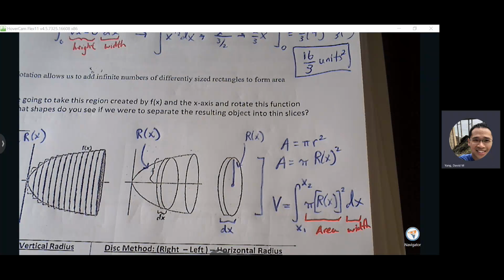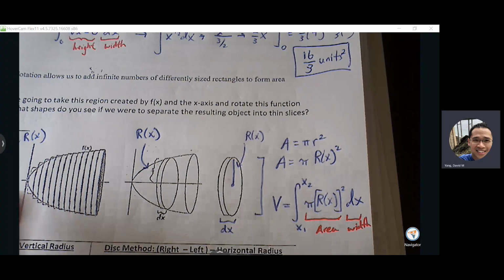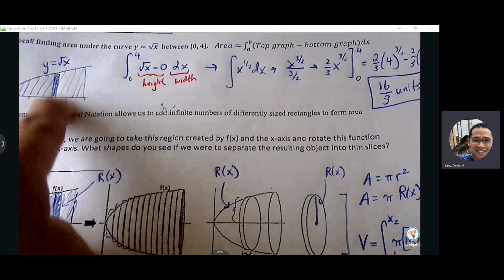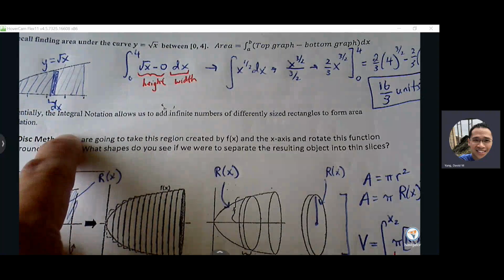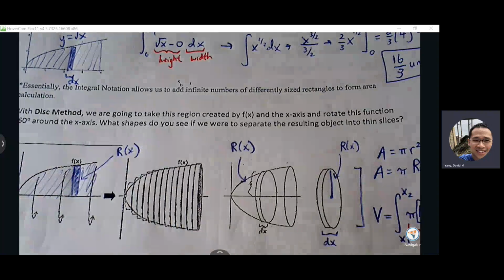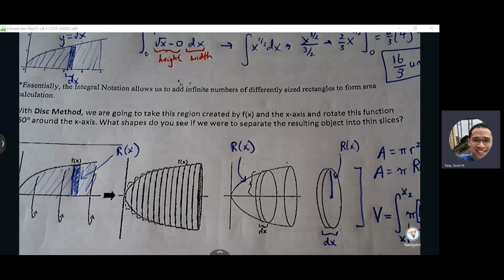But I want us to just understand that we're still gathering the same information. We're just basically putting it into a different formula to achieve a 3-dimensional calculation. Okay. So instead of thinking of these top minus bottom as heights of a rectangle, we now want to consider the top minus bottom as the radius of these circular disks.